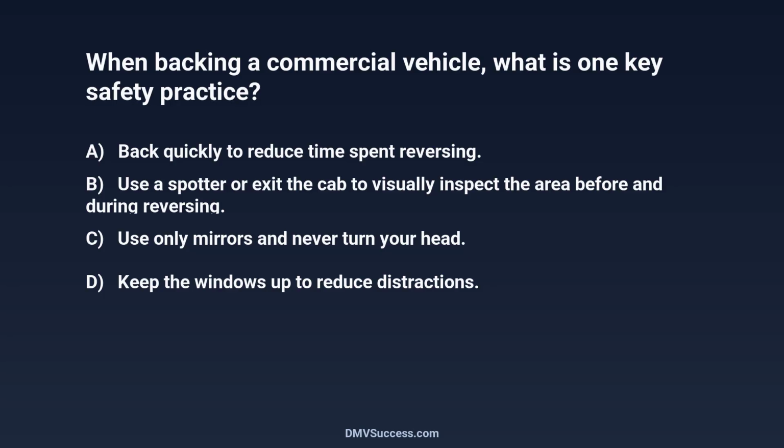When backing a commercial vehicle, what is one key safety practice? A. Back quickly to reduce time spent reversing. B. Use a spotter or exit the cab to visually inspect the area before and during reversing. C. Use only mirrors and never turn your head. D. Keep the windows up to reduce distractions.